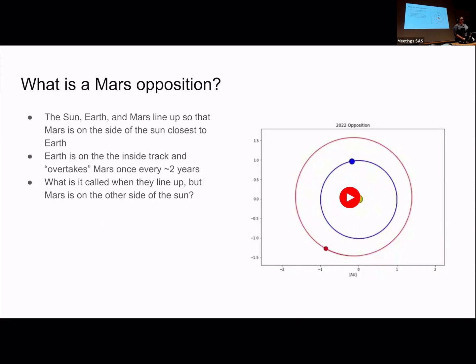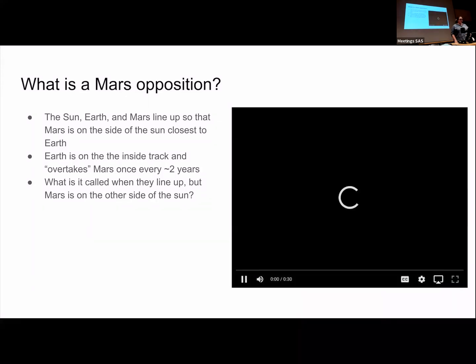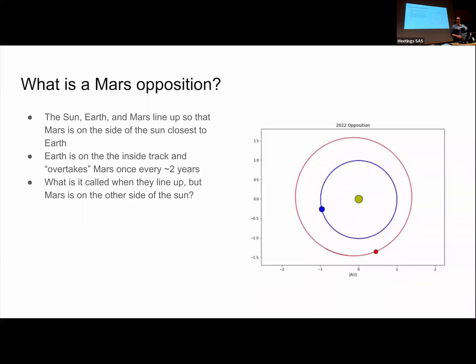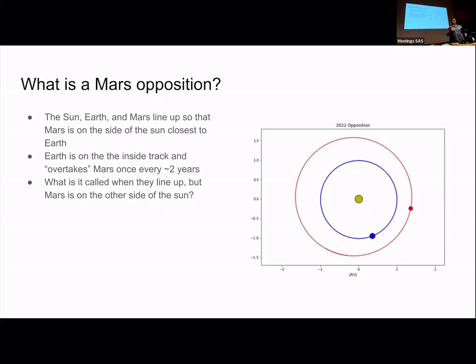So basically what's going on is the Sun, Earth, and Mars line up so that Mars is on the side of the Sun closest to the Earth. A lot of you may already know this. Earth is on the inside track, and it overtakes Mars about once every 2 years. It's just a little bit over 2 years, like 25 or 26 months that it takes for this to occur. And so you just saw in the little animation there how Earth did a little flyby of Mars.